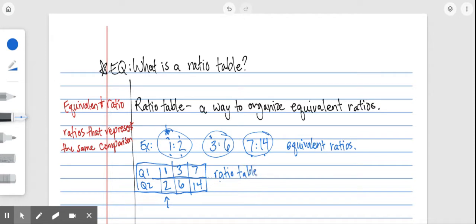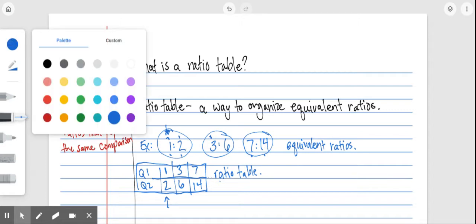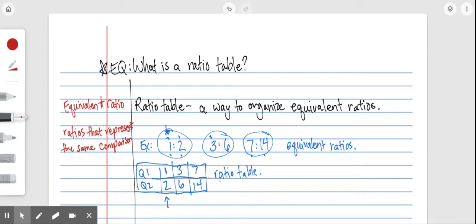Okay. It's a ratio table because one, it is organized like a table, and two, because each of the pieces are equivalent ratios. So you'll notice that I've got this first pair, 1 to 2, the second pair, 3 to 6, and the third pair, 7 to 14. Notice that they line up.